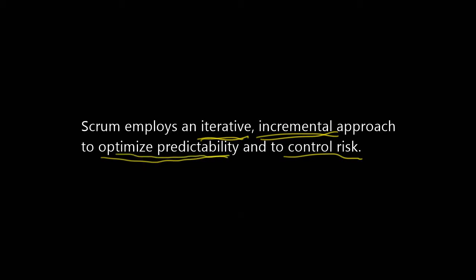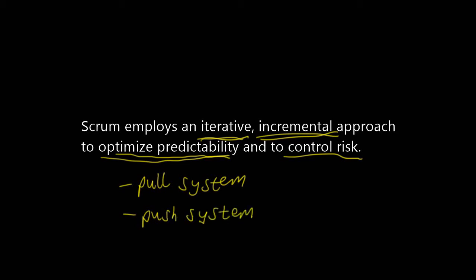So optimize predictability. How does Scrum do that? And how does this iterative and incremental approach do that? It does so by creating a pull system, which is contrasted with a push system. And a pull system means that we only pull in work into our system when we are ready for that. So how does that work in Scrum? We work in sprints, right?